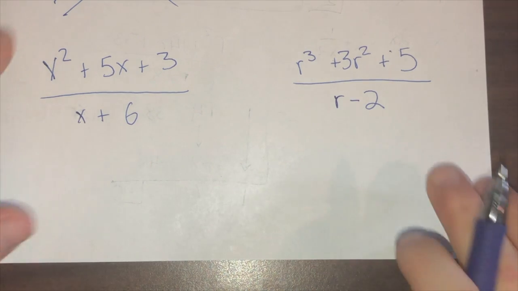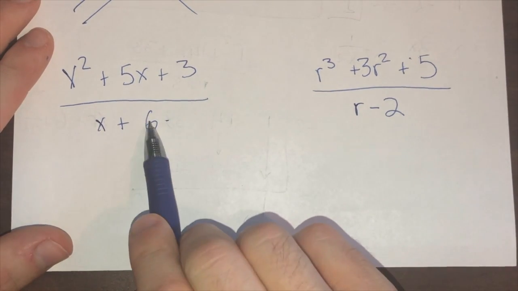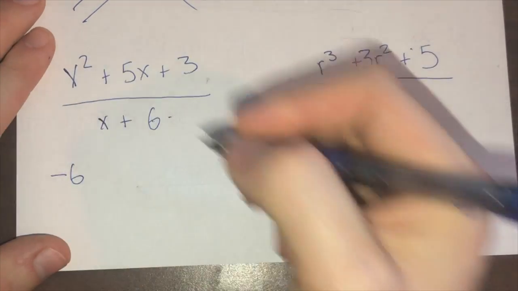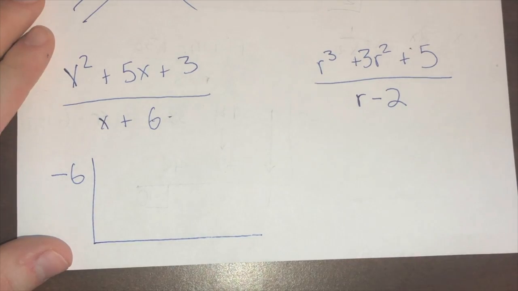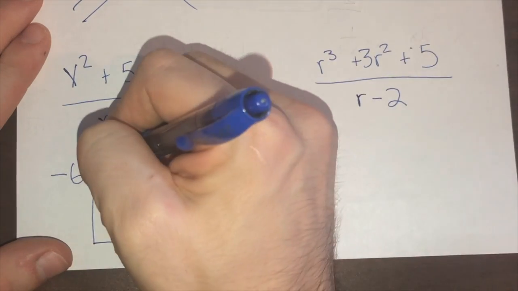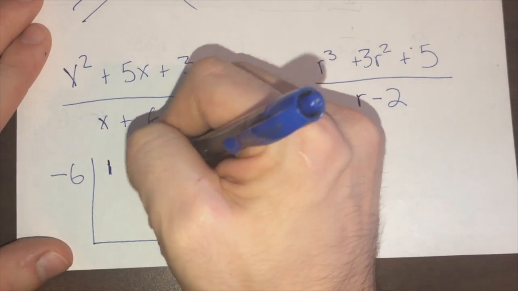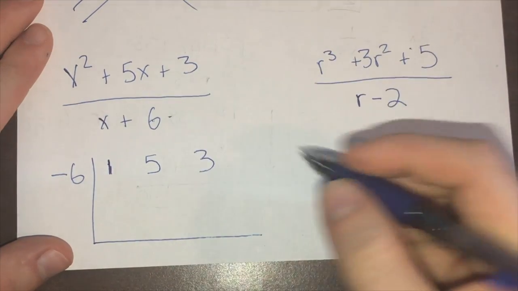All right, here we go with the solution. So again, take a look. Put in your -6, because this is going to kill that one. Boom. Then the coefficients come down: 1, 5, 3.